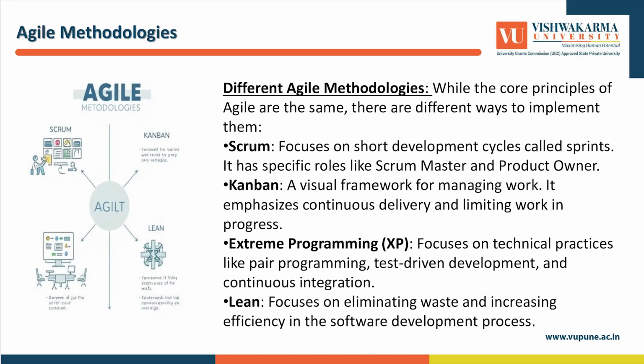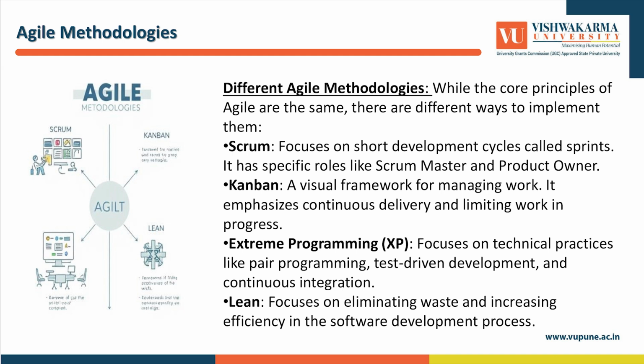Agile isn't just one thing, it's a broad approach with several frameworks or methodologies that can be used. Some of the most common ones we'll see. First one is Scrum. This is the most widely used Agile framework. Scrum focuses on working in short development cycles called sprints, typically lasting 2 to 4 weeks. In Scrum, there are specific roles like Scrum Master and Product Owner to help guide the team and ensure everything stays on track.